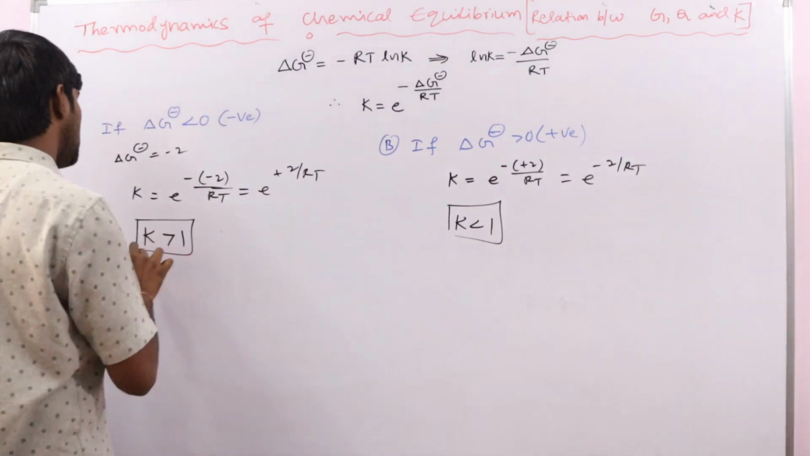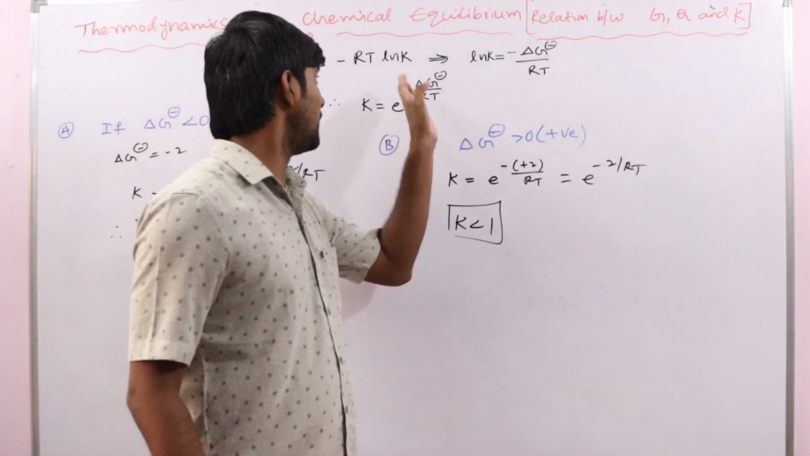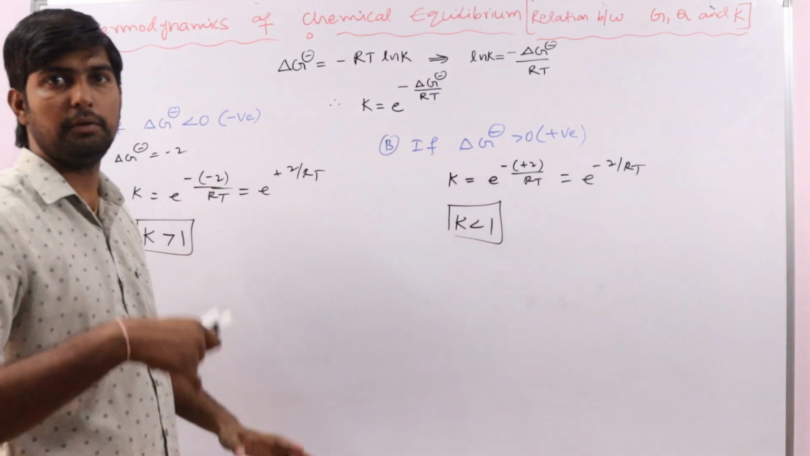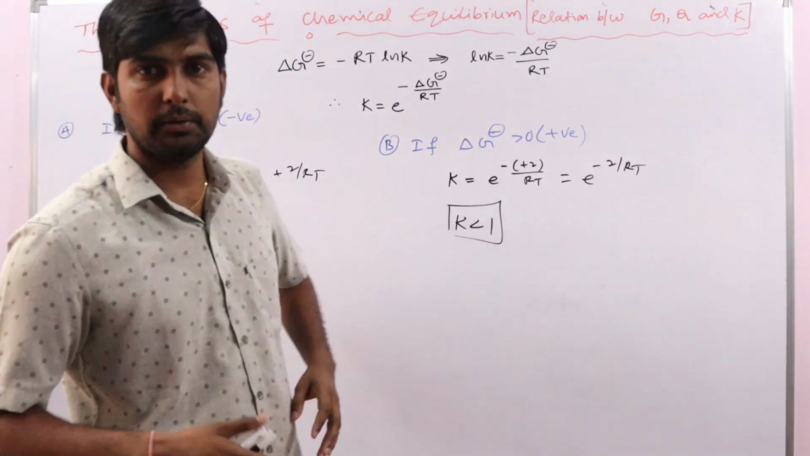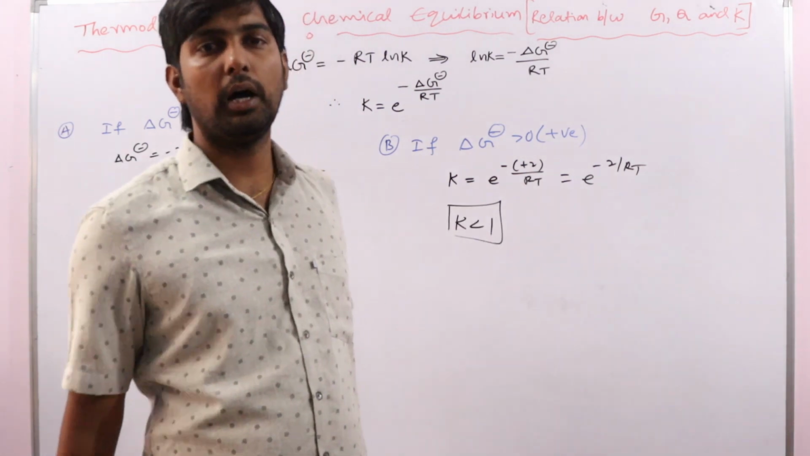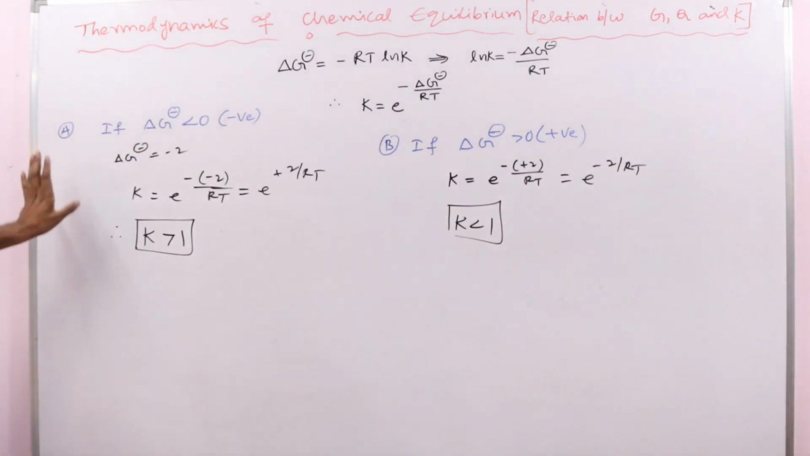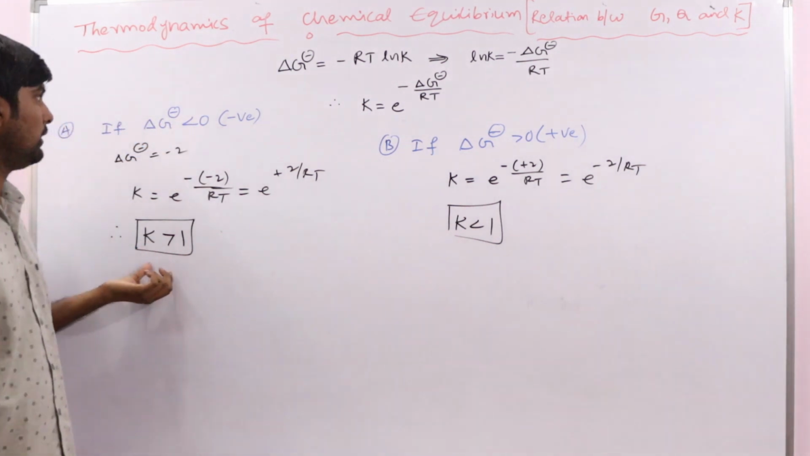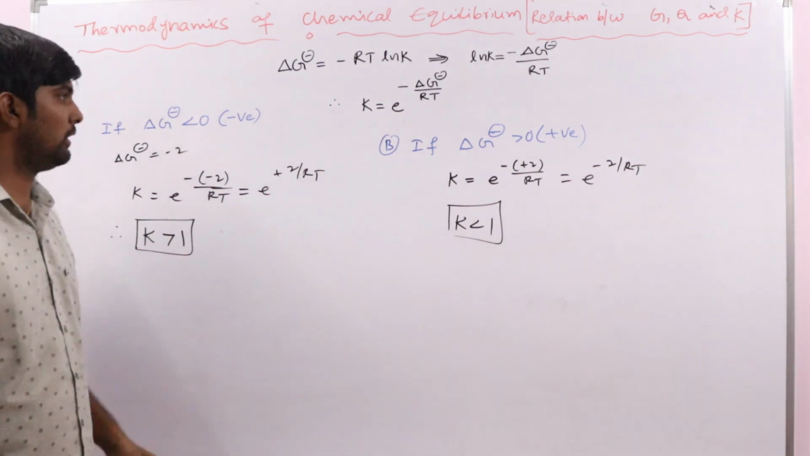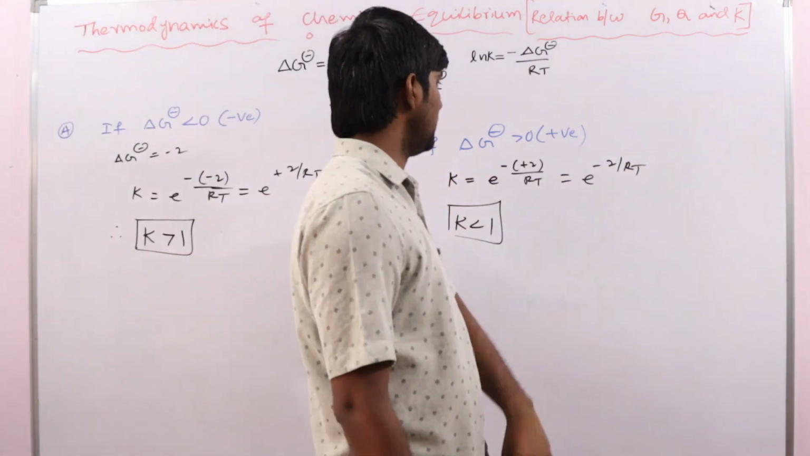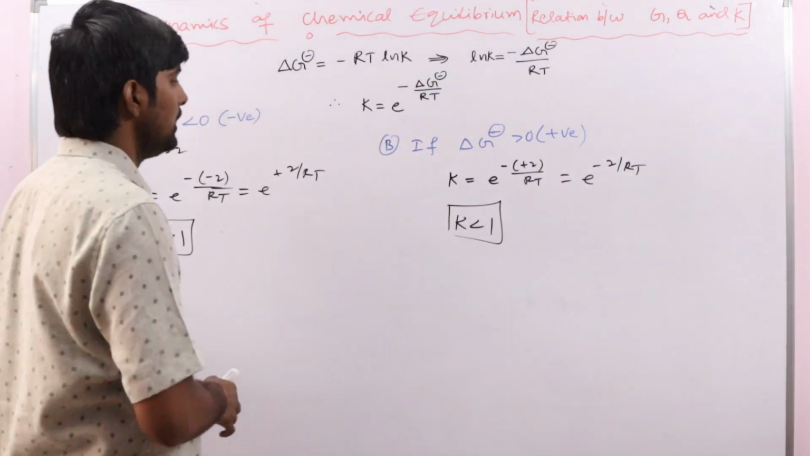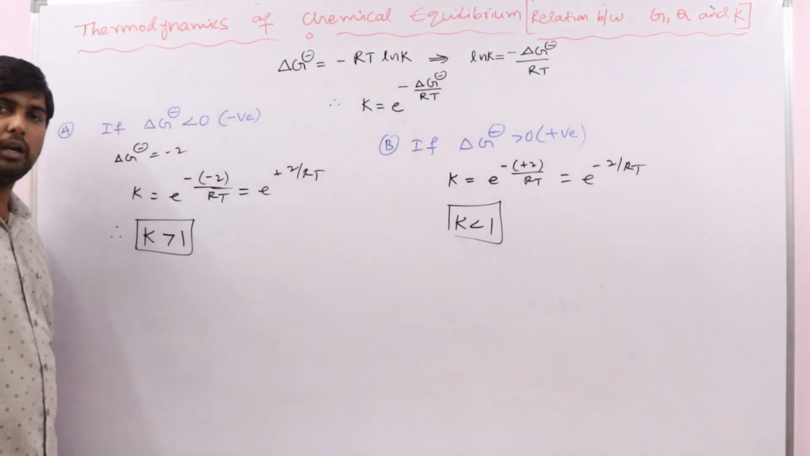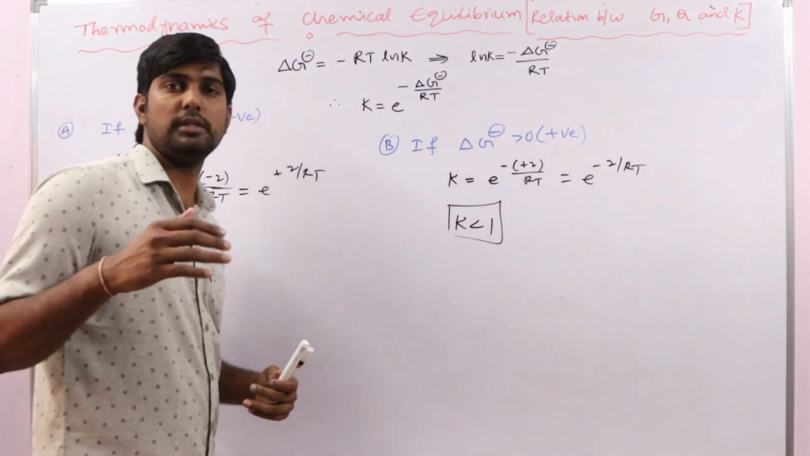Direct questions are very simple. If you understand this concept, remember this relation. We are rearranging this relation into this form. They will provide the delta G value and ask you to find whether K is greater than 1 or K is less than 1. When delta G naught is less than 0, K is greater than 1. If delta G naught is greater than 0, that is, delta G naught is positive, in that case K is less than 1.